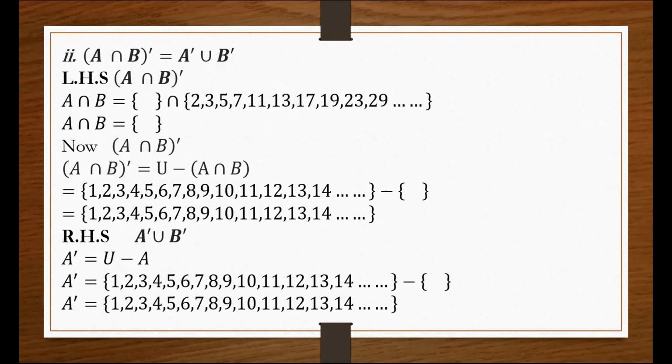Now we will move towards the second statement, verifying question number 3 with De Morgan's law. The second statement states that (A intersection B) complement is exactly equal to A complement union B complement. So for the left hand side, first of all, we will take A intersection B and then its complement.